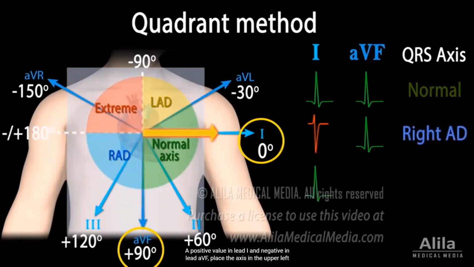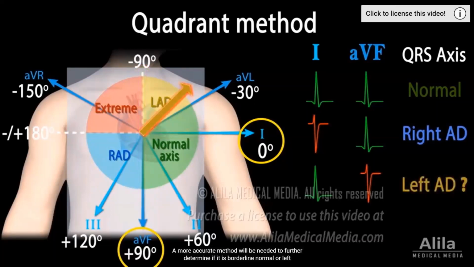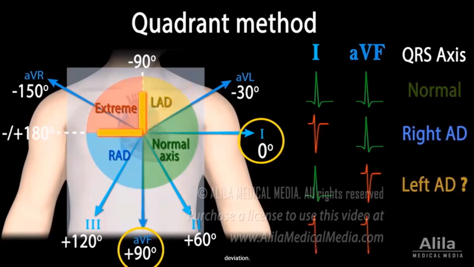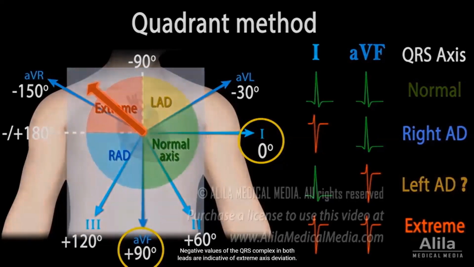A positive value in lead 1 and a negative value in lead aVF place the axis in the upper left quadrant, which interprets as possible left axis deviation. A more accurate method will be needed to further determine if it is borderline normal or left deviation. Negative values of the QRS complex in both leads are indicative of extreme axis deviation.